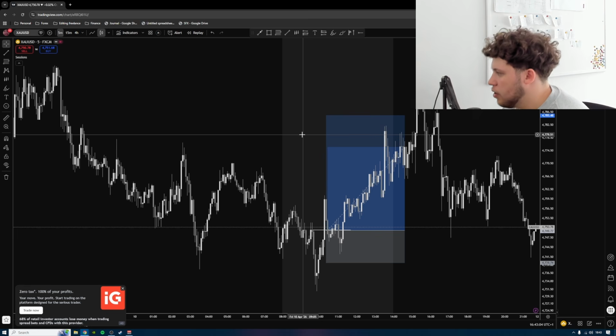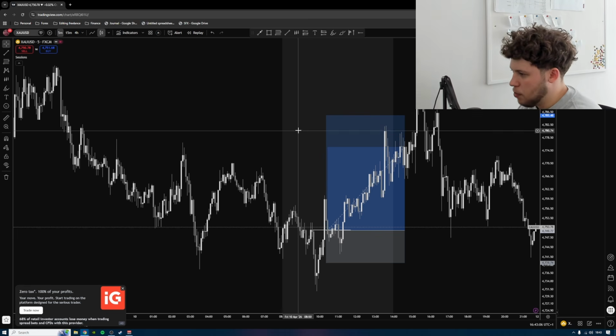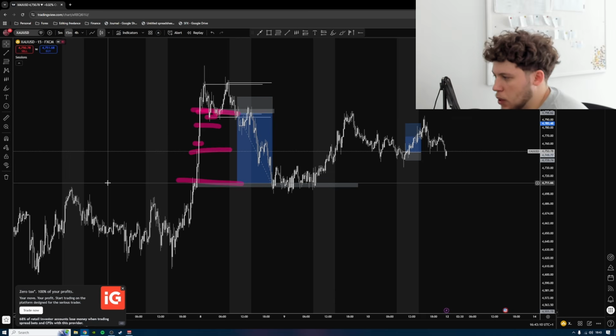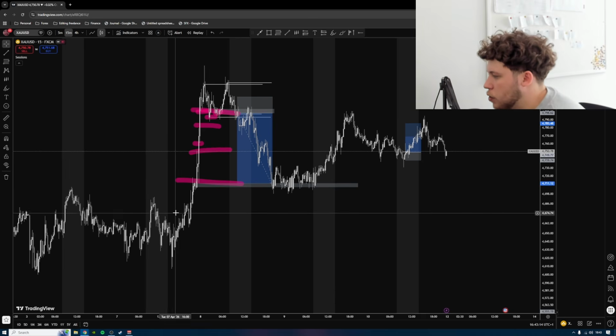And that's how you do it. The whole key of it is using momentum to go in your favor, and just trading what you see, trading structure.